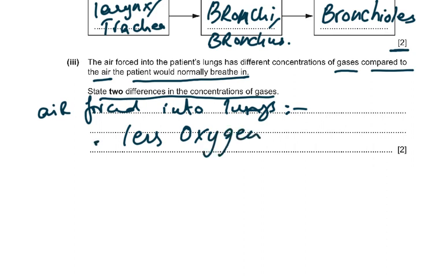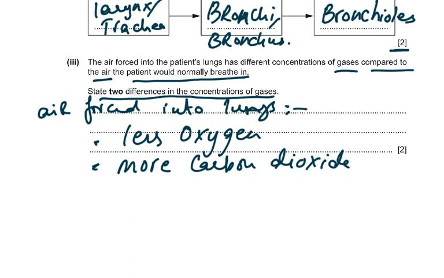You see, this is part of the syllabus, the differences between inhaled and exhaled air. So it will have less oxygen, and it will have more carbon dioxide. It will have more carbon dioxide because in exhaled air, the carbon dioxide from aerobic respiration in the cells is passed into the blood and then into the alveoli, and you are exhaling it out. And it will have more water vapor because the film of moisture in the alveoli evaporates and the exhaled air is saturated with water vapor.